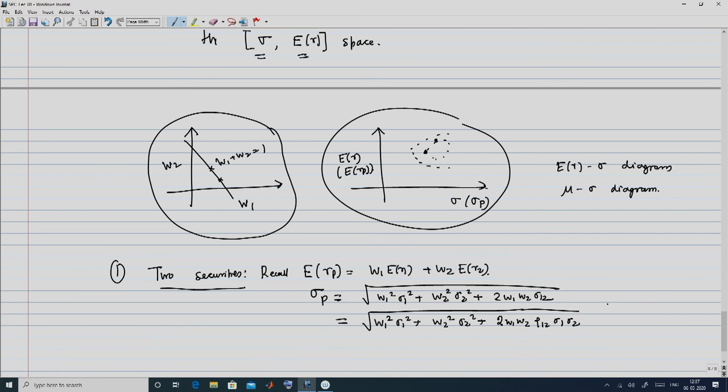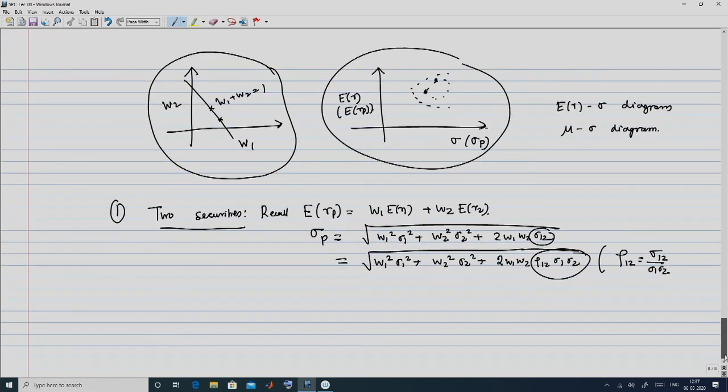So, what I have done here is we have made use of the fact that rho 12 is equal to sigma 12 over sigma 1 sigma 2, and I replace sigma 12 with rho 12 sigma 1 sigma 2. Okay, so basically the feasible set is not represented by this W1 and W2, but rather it is represented by this E of Rp and sigma p. Okay, so now this can be extended to n securities.